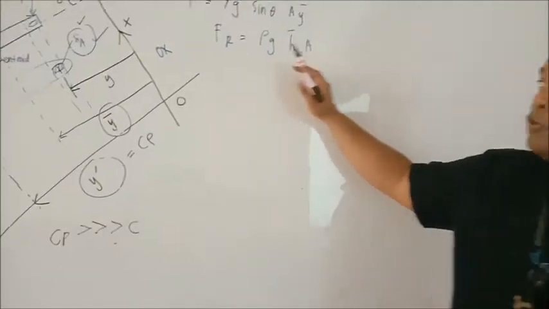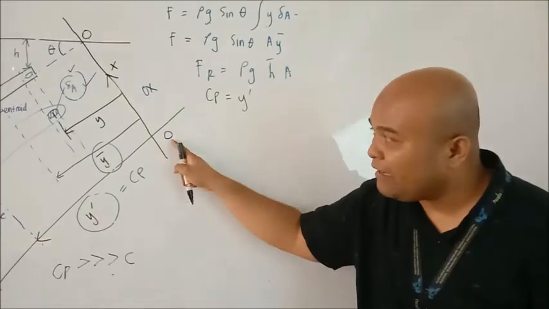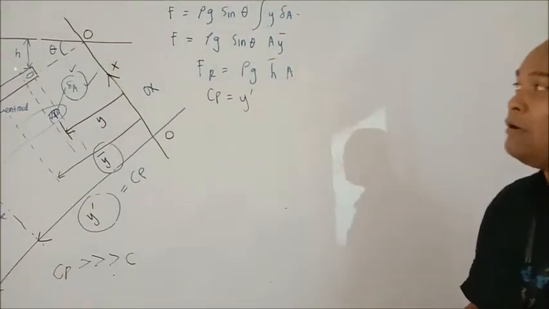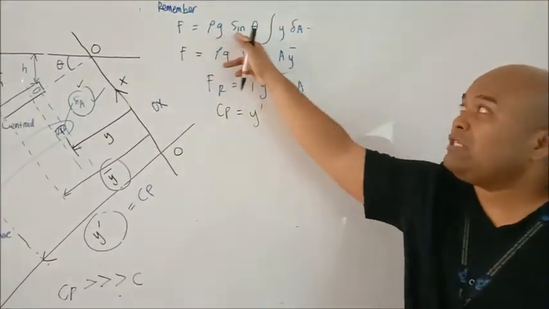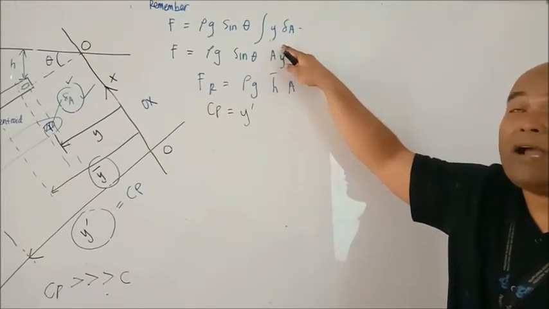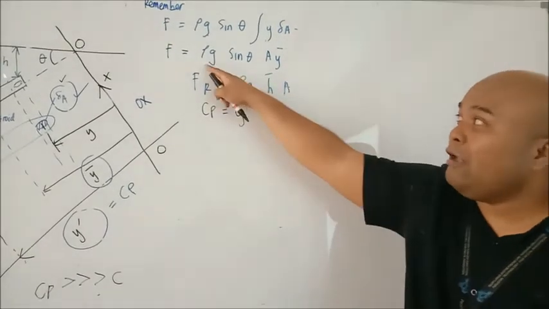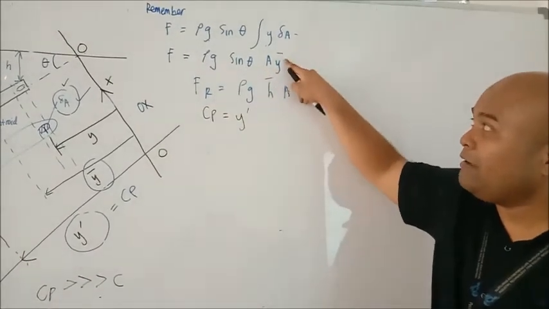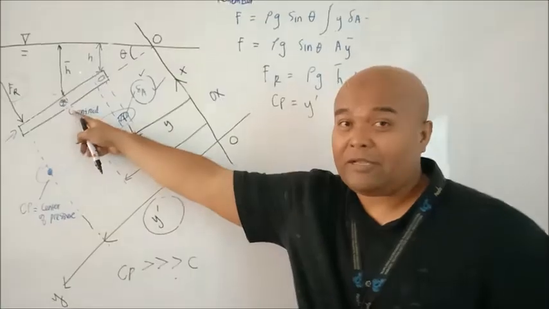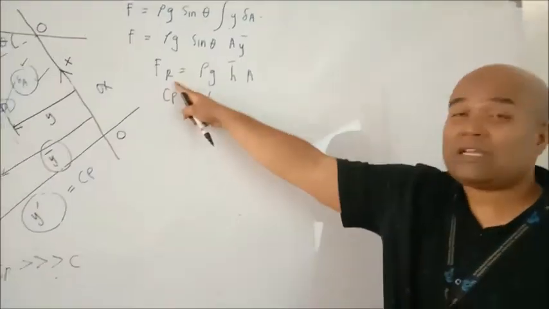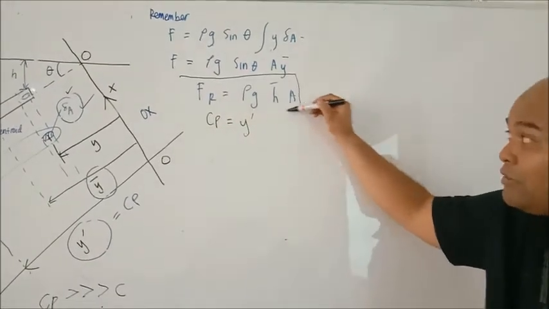Okay. So before we proceed further to derive for our CP ataupun Y prime adalah jarak daripada OX, part COX tadi. We need to remember these two equations. Satu, F sama dengan rho G sin theta, the integration of y delta A. This is our first moment of area, and then rho G sin theta A y bar here. Ingat y bar tu yang mana? Y bar adalah jarak OX kepada titik centroid, ya. The y bar here, and then the hydrostatic force is rho G H bar A. This is our main first important equation.